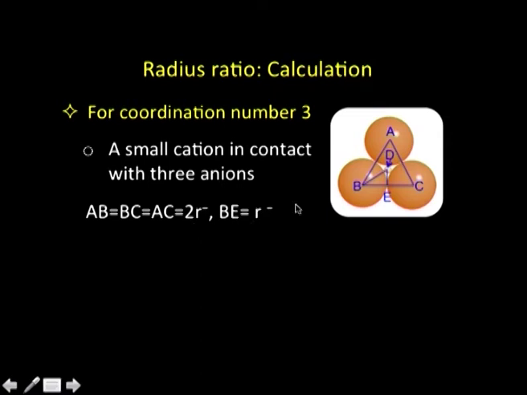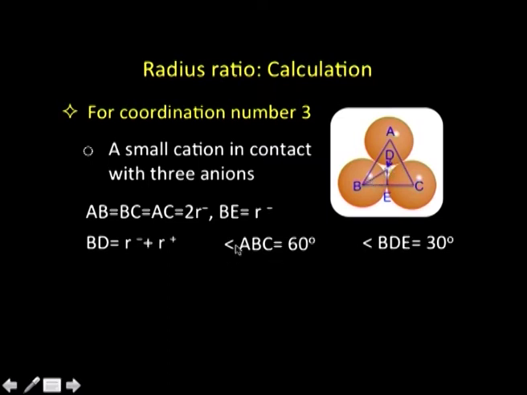And if you look at it, BE is nothing but the radius of this anion over there, that is r minus. That is one bit. The second thing we see from here is BD. BD is this distance from the center of this anion to the center of the cation right here. So, this will be equal to r minus plus r plus, that means this will be equal to the sum of the ionic radii of this anion and the cation there.